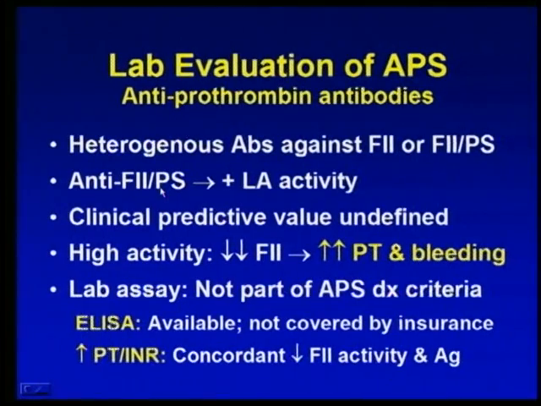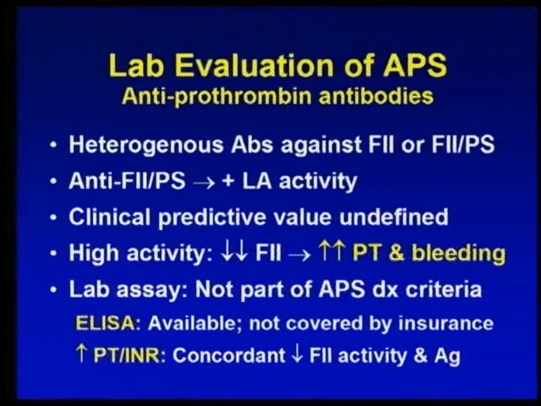However, we don't use the presence or absence of antiprothrombin antibodies as part of our diagnostic criteria for antiphospholipid syndrome. But these antibodies that do bind factor II and phosphatidylserine almost always have a lupus anticoagulant activity. The problem is that we still don't know how to use the presence of these antibodies for clinical prediction of antiphospholipid syndrome. This is yet to be defined.